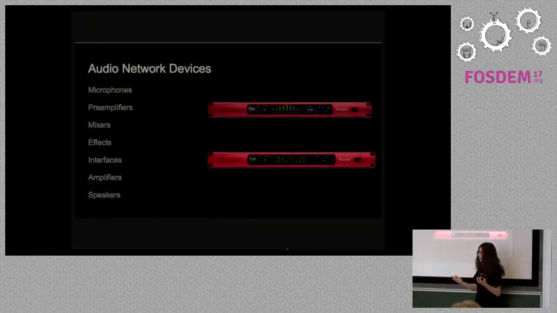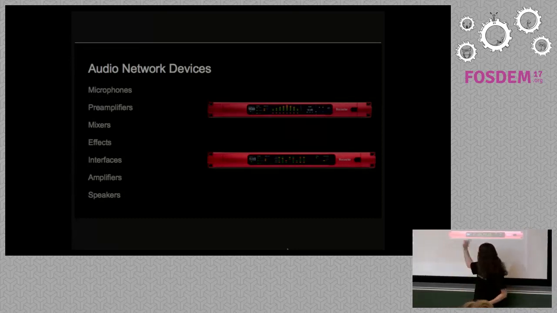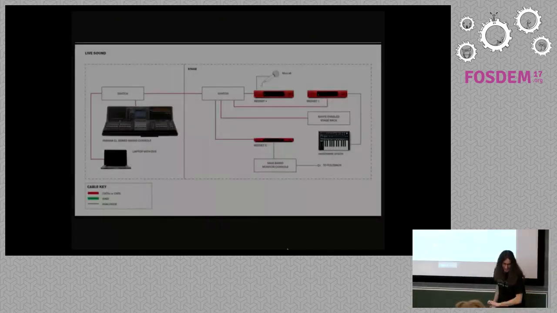Traditionally audio has been done over analog, there's been a move to digital, and more recently a move to networked audio. The devices we're looking at range from microphones, preamplifiers, so getting your audio in, mixers and effects to process your audio, interfaces to connect it up to different things, all the way out to amplifiers and speakers, so you can actually hear it.